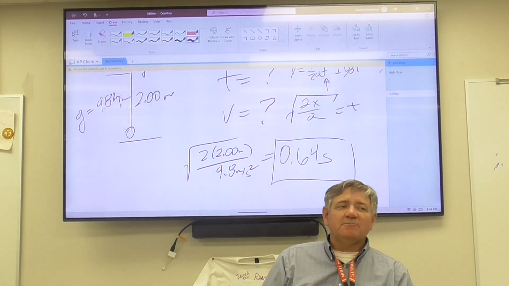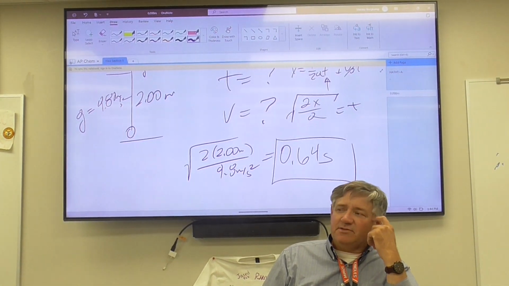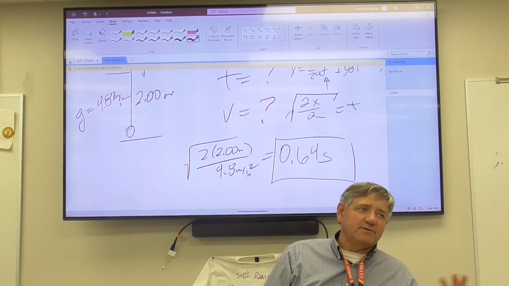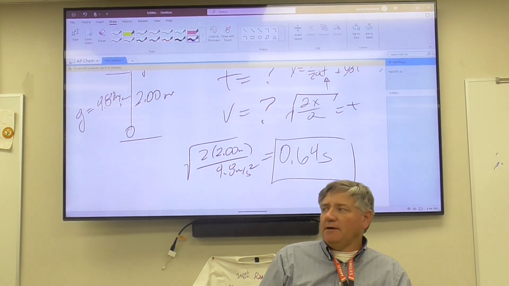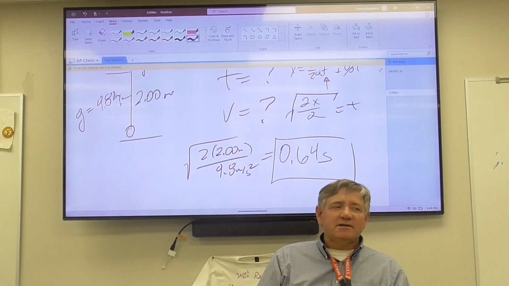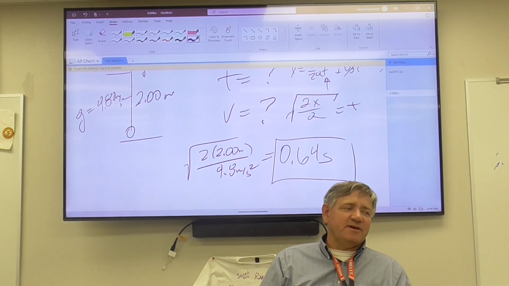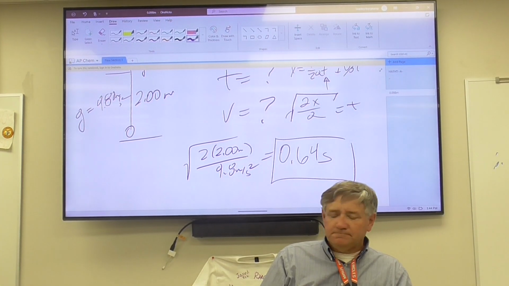On every projectile motion problem, am I ever going to give you the mass of the baseball, the golf ball, whatever it is? Hopefully not. You know why? It doesn't matter. Does it affect force? Yes. Does it affect your acceleration? No.